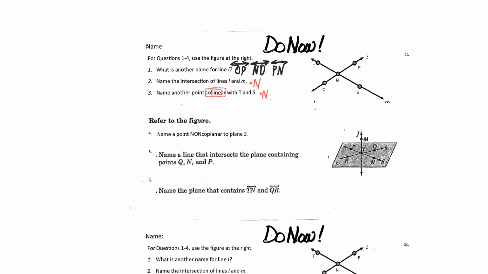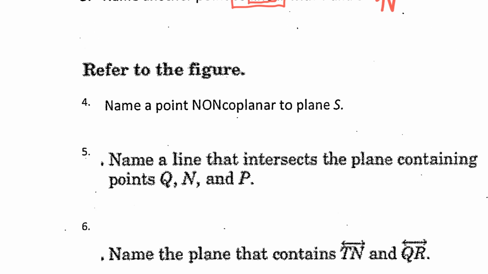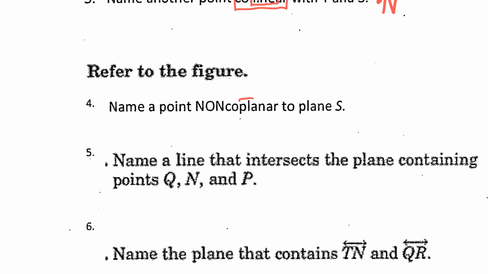All right. Next one says, name a point that is non-coplanar. So let's talk about this word. First of all, just coplanar. What does coplanar mean by itself? Plane. It means it's on the same plane. What is a plane? A flat surface. It's like your desktop, okay? So to be coplanar means they are on the same flat surface. So what does non-coplanar mean? Not on the same flat surface, okay?